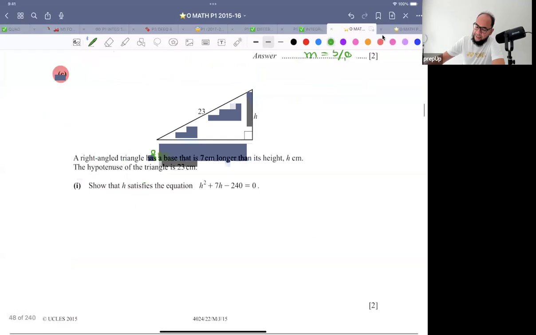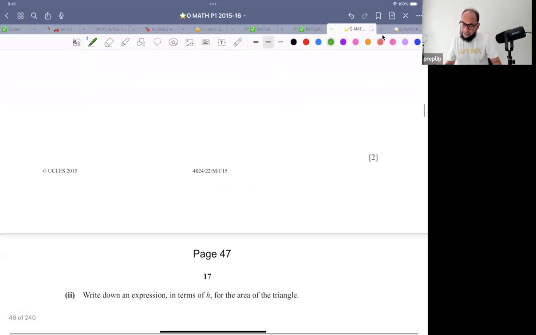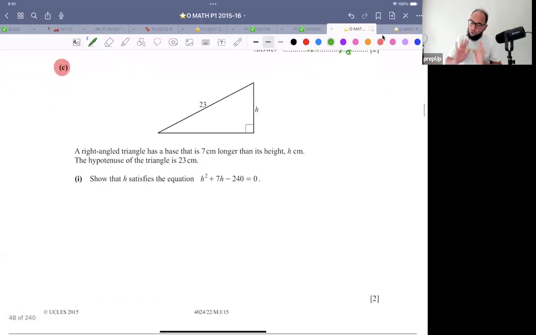Now, again, it's a big question. Question number 3 is here. Part C is here and part C is here. It's about quadratics also. Just focus on the very first part. I want you to try out the very first part. I'll pause the recording again.